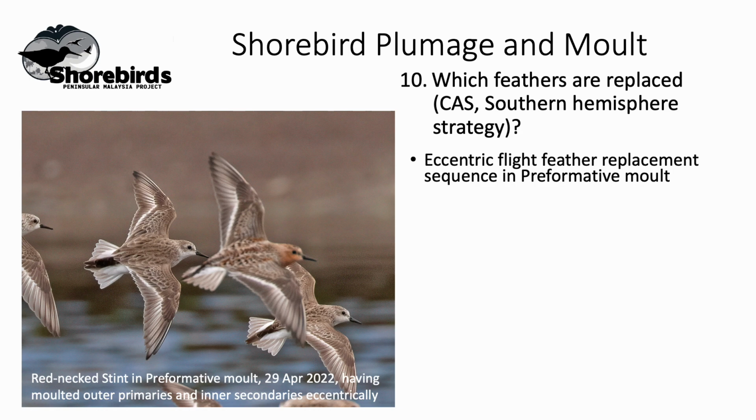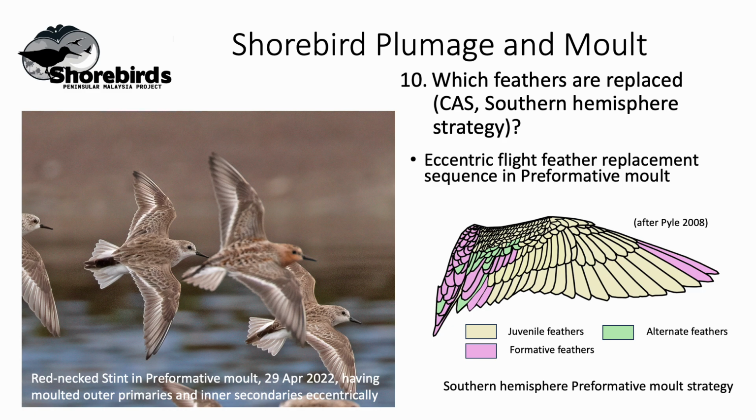Another example, this one, red-necked stint, in preformative molt at the end of April. So this bird has molted its outer primaries and also some of its inner secondaries eccentrically. So I've just pointed that out. It's difficult to see them because they're almost covered. They're the inner secondaries as well as the 2 outermost primaries. So here's another example of a bird replacing its flight feathers eccentrically. So this is the Southern Hemisphere preformative molt strategy.